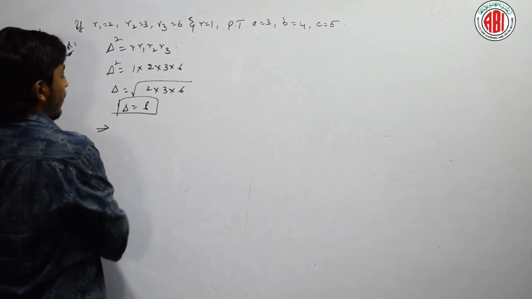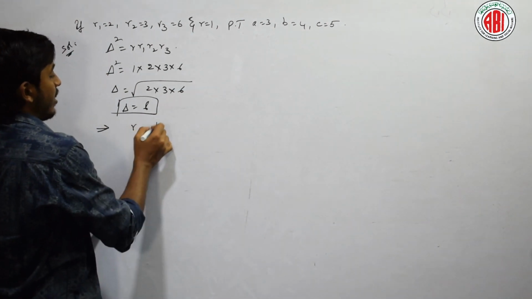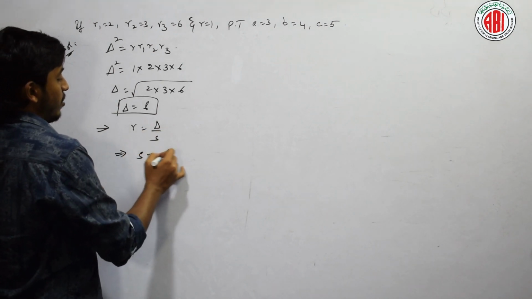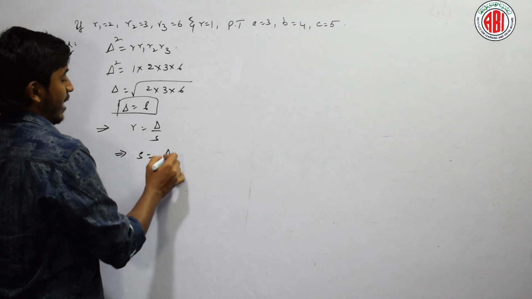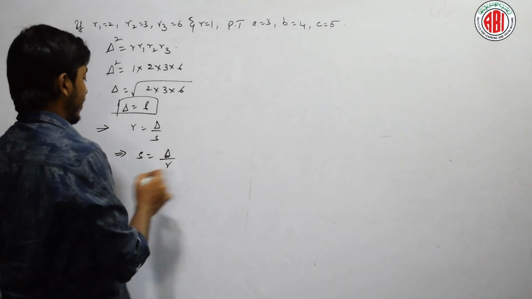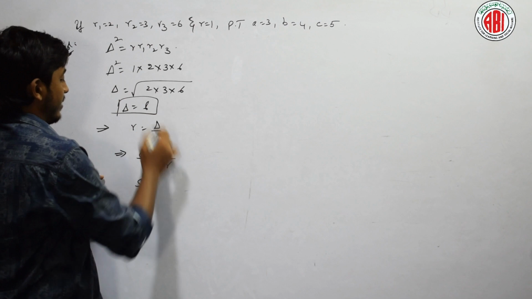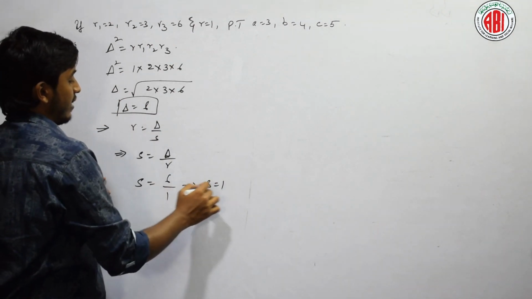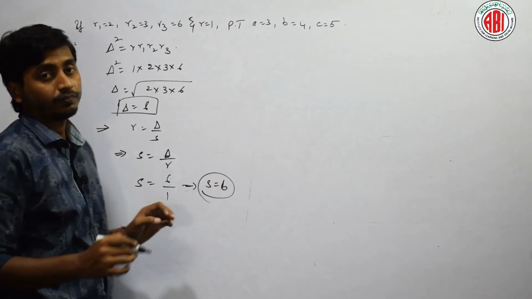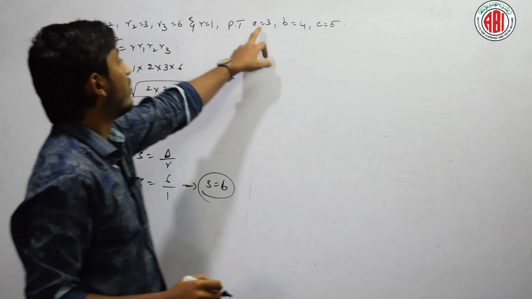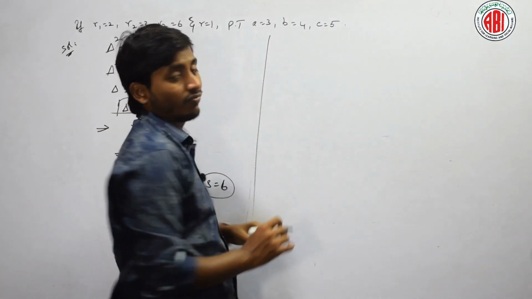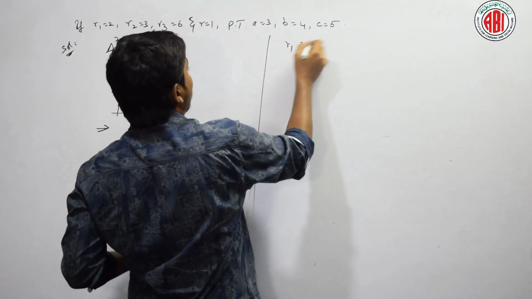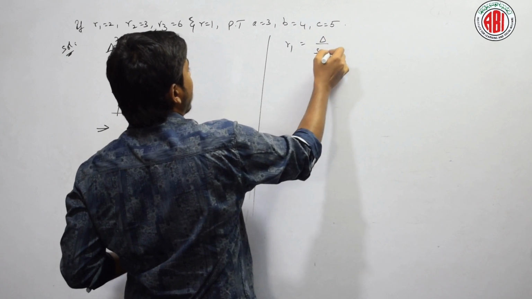We know that R is equal to delta by S. From this, can I find S is equal to delta by R? We can find, right? S is equal to delta by R, delta is 6, R is 1. Therefore, the value of S is 6. Okay. Now, let us find the value of A. How do we find the value of A? I know R1 is equal to delta by S minus A.